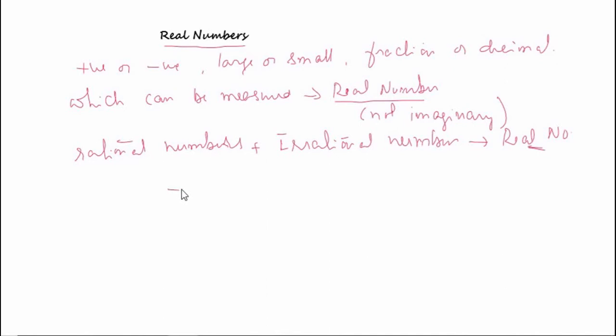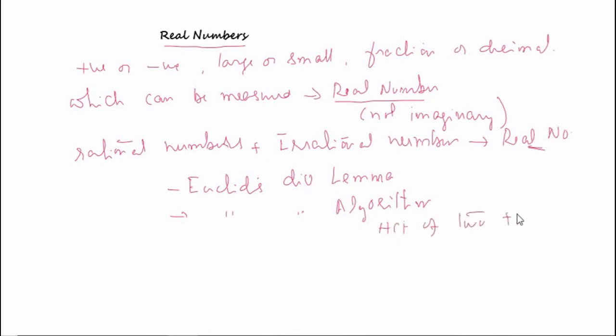First is Euclid's division lemma. Next, Euclid's division algorithm. Here we are going to learn how we are going to apply Euclid's division algorithm to find out the HCF of two positive integers. We'll be applying Euclid's division algorithm to find out this.